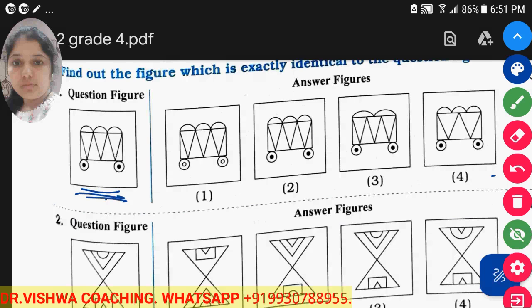So see, it has three triangles which are facing towards down and two circles with a dot below it and three semicircles above it. Now where is such a pattern? So if you look carefully, option number 2 shows such a pattern because here is also three triangles and three semicircles, but these dots are not shaded. So option number 2 is the correct option here.